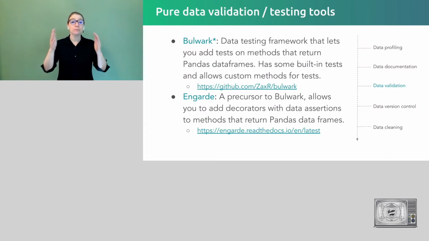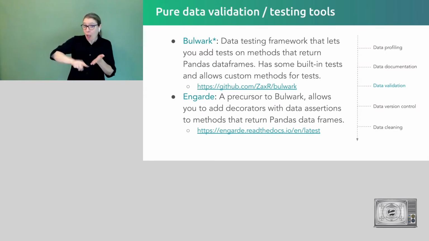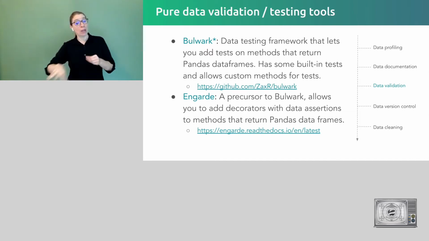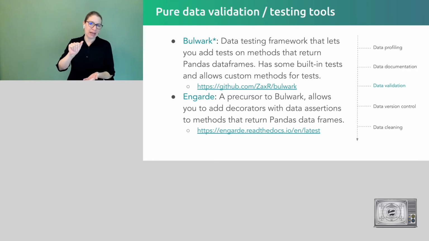Then if we look at the data validation space or data testing, there's a lot of data testing tools out there. They all work in slightly similar ways, which is kind of cool. So there's a tool called Bulwark, which is a data testing framework. It lets you add tests on methods that return pandas data frames. It has a lot of built-in tests, and it also allows you to write custom methods for tests.